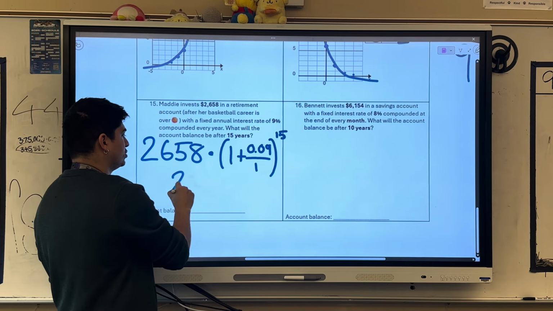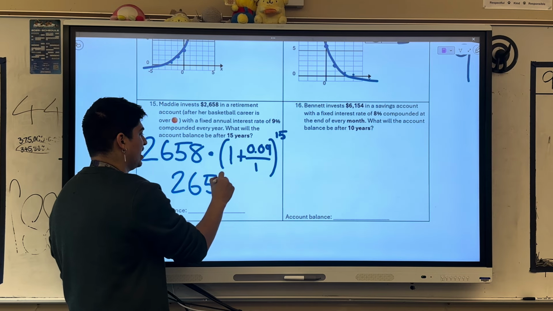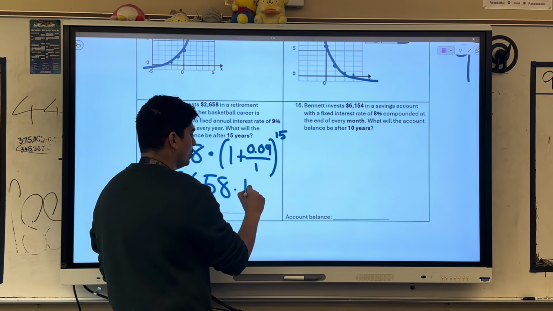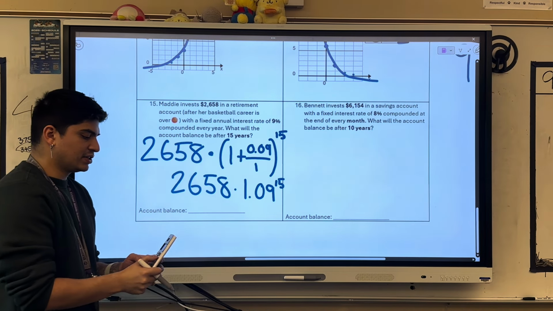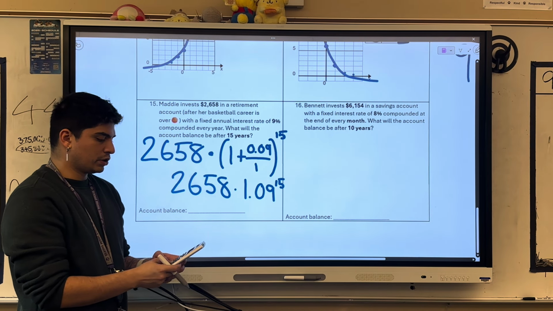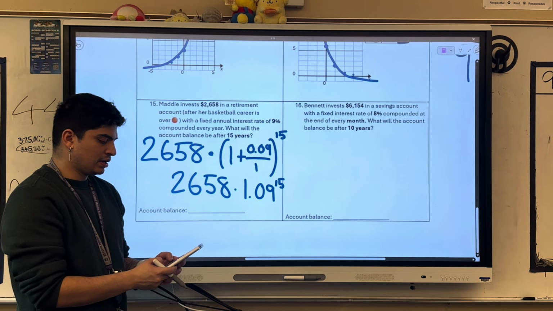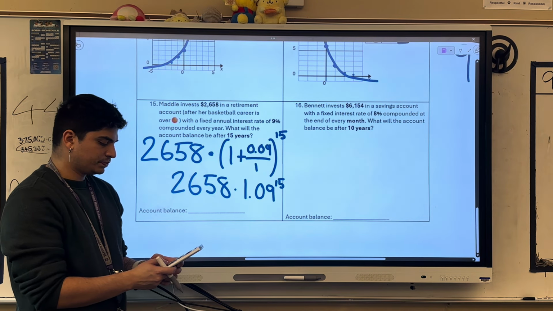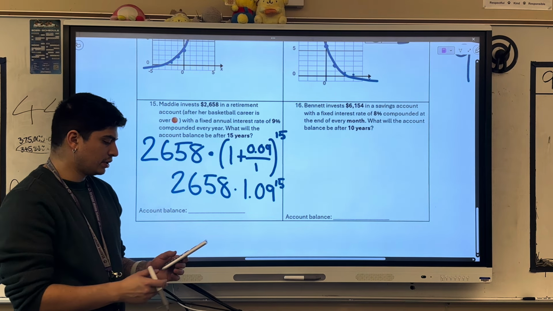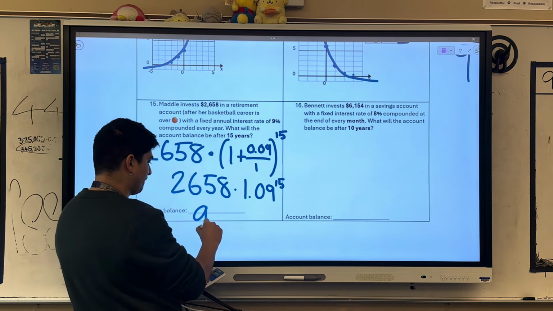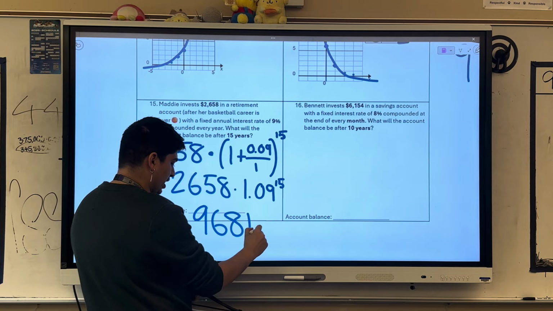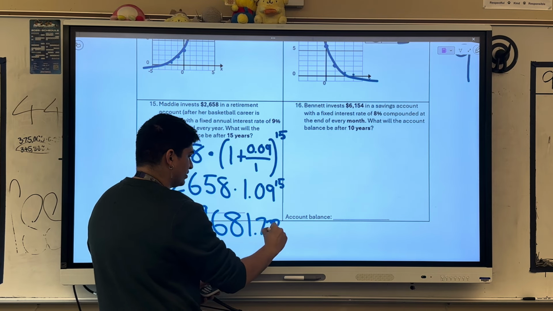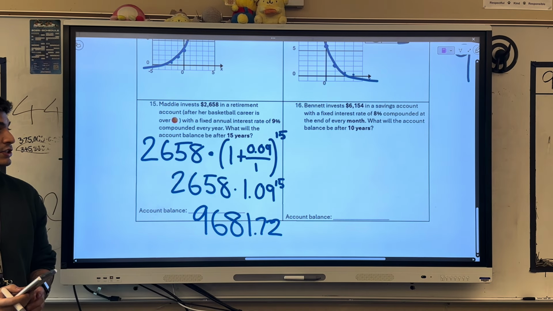So in this case, 2,658 times 1.09 to the power of 15. So this would just be 1.09 to the power of 15 times 2,658, which would give me $9,681.72. All right, the next one.